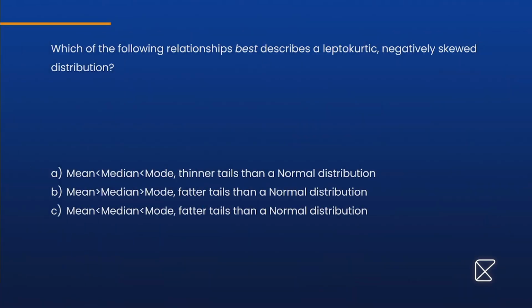Today we'll cover the quantitative methods for the CFA Level 1 exam. So without further notice, let's go straight to the question. Which of the following relationships best describes a leptokurtic, so keep an eye on that term over there, negatively skewed distribution? So keep an eye on that expression as well.